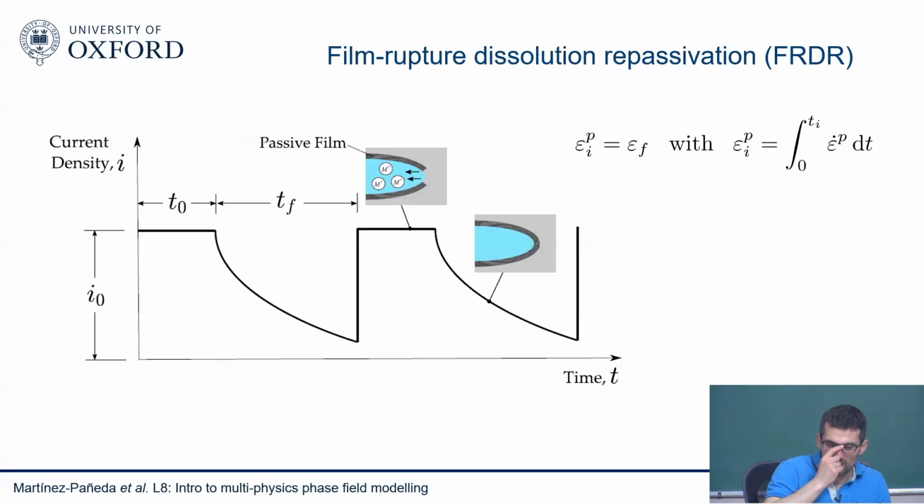The other ingredient, and maybe the most relevant, is this film rupture dissolution repassivation that you guys were asking about. So again, what do we do when we have corrosion problems? If we have enough money, then we either try to protect our structures from corroding, or we use corrosion-resistant materials. For example, you'll use stainless steels. And in stainless steels, we have chromium, and this chromium will automatically generate a passivation layer. And that passivation layer will prevent your material from further corroding.